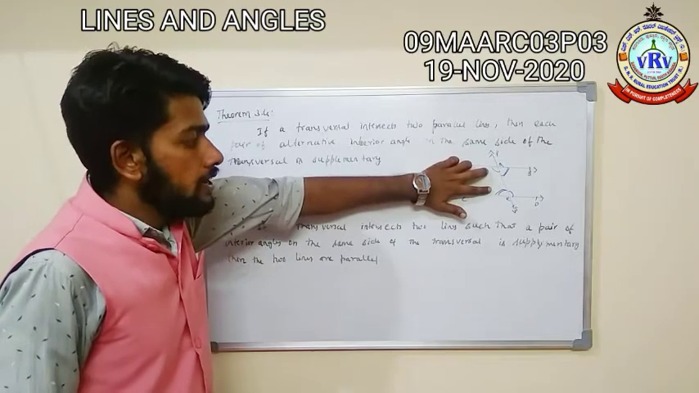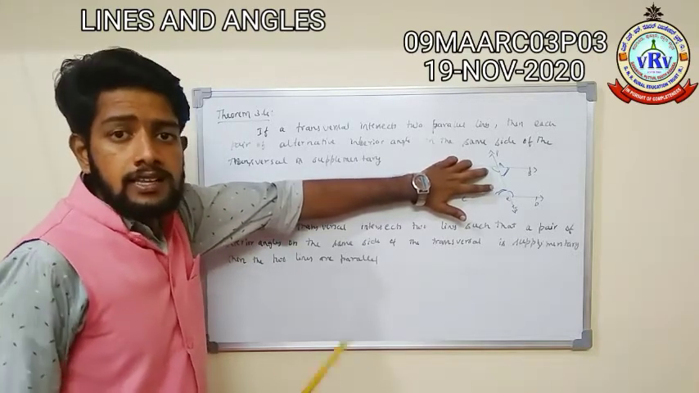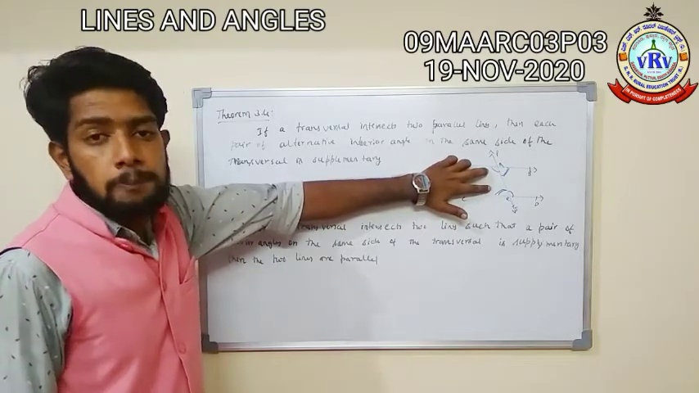Alternate interior angles or allied interior angles on the same side of the transversal, their sum is equal to 180, or those two angles are supplementary.